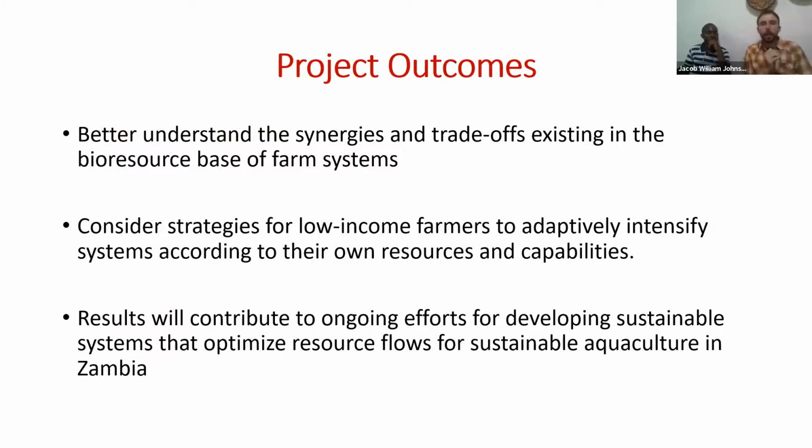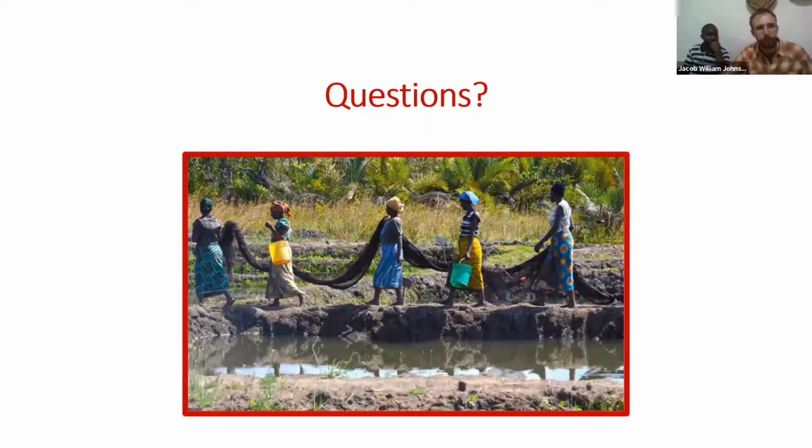So our project outcomes, we're hoping to better understand the synergies and the trade-offs that exist in the bioresource base of integrated farm systems. And we want to consider strategies for low-income farmers to adaptively intensify these systems according to their own resources and capabilities. And these results will ultimately directly contribute to the ongoing effort for developing sustainable systems that optimize resource flows for aquaculture in Zambia. So hopefully I'm within time. I think I am. And I'll open it up to questions.